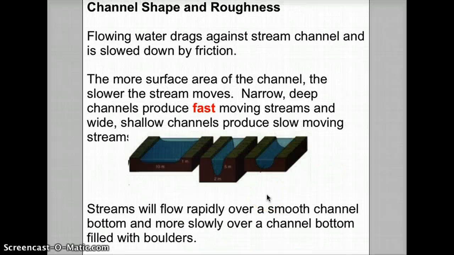There are things that cause a stream to go fast or slow. One thing that can slow down a stream is friction. Depending on what's located on the bottom, boulders, rocks, sediment, that could cause a stream to slow down. A smooth channel bottom is going to cause a stream to go faster. The fastest type of stream would be a narrow stream that is deep. The picture in the middle shows an example of that.